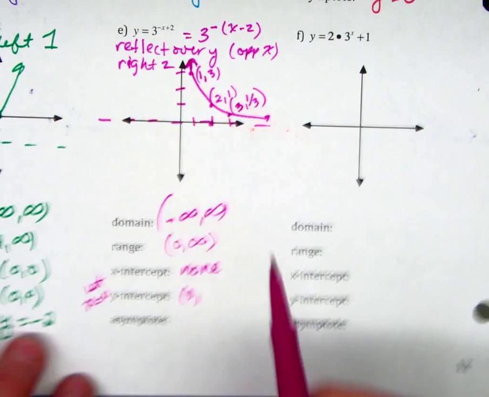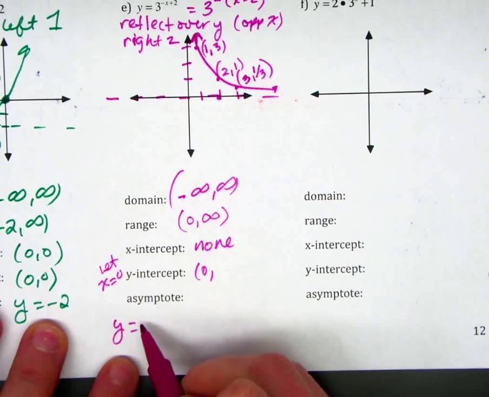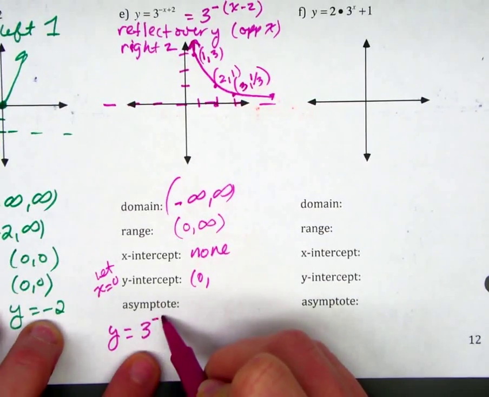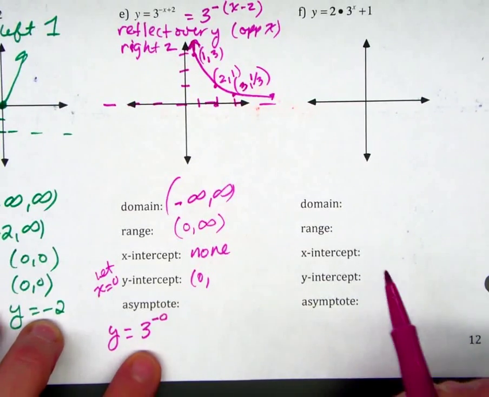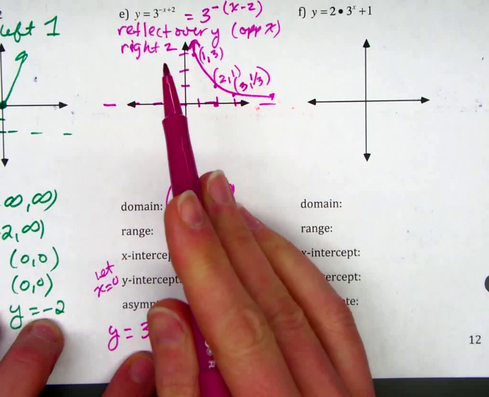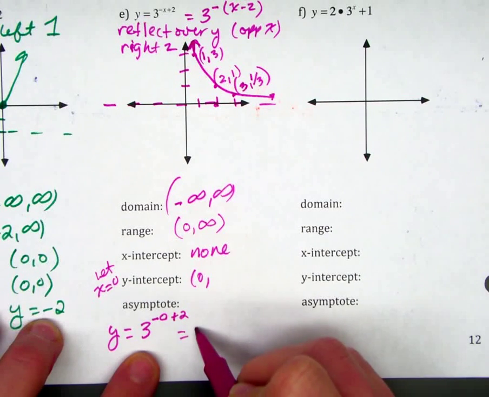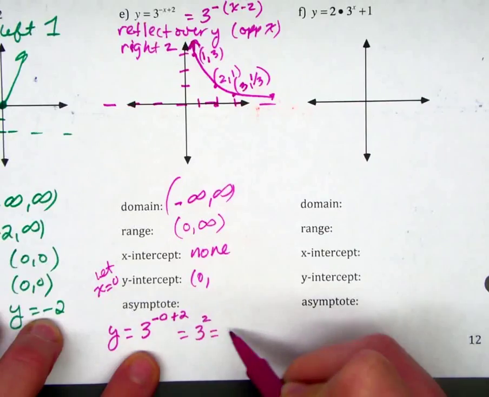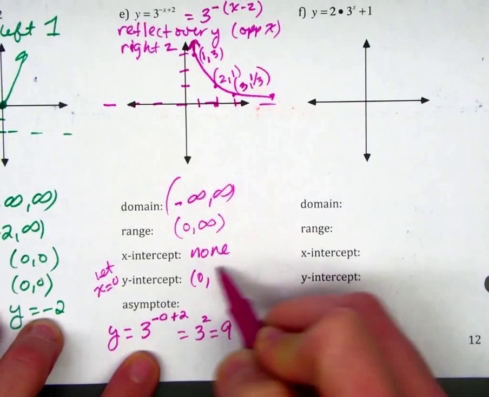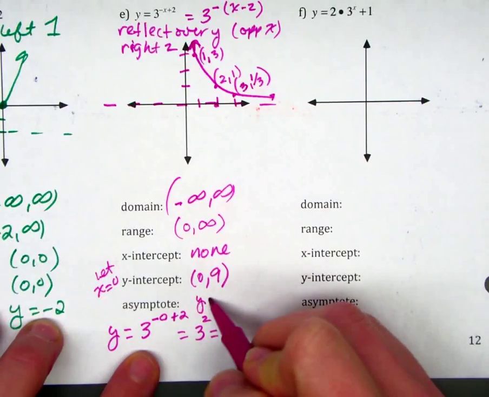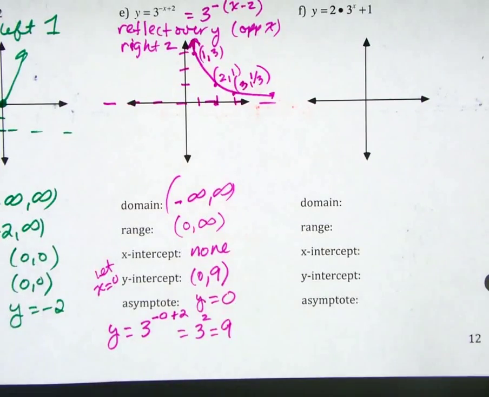So our function is y equals 3 to the negative x plus 2, so I'm going to put negative 0, because I'm going to let x equal 0, and then plus 2. And what is 0 plus 2? 2. And what is 3 squared? 9. And now we have our y-intercept. And what about the asymptote here? Y equals 0. Okay.